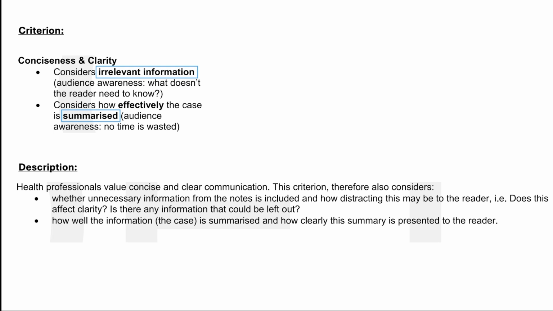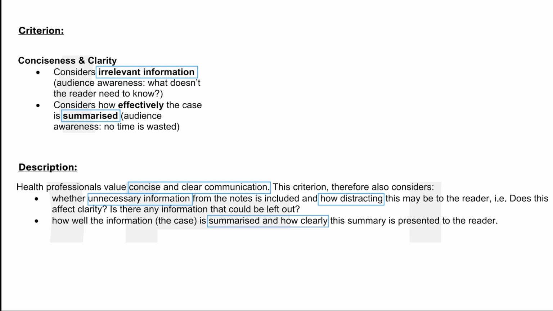So it says here that health professionals value concise and clear communication. So it's very important that you use your knowledge and experience as a healthcare professional to think about how your reader wants these case notes to be communicated to them. So it's saying here that the criterion considers whether unnecessary information from the notes is included and how distracting this may be to the reader. Just think, if you're including every single detail from the case notes, it probably will be quite distracting for the reader because they won't know what to focus on.